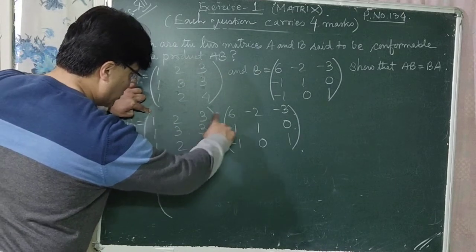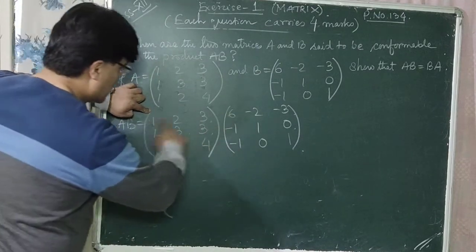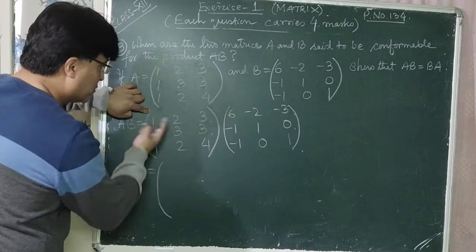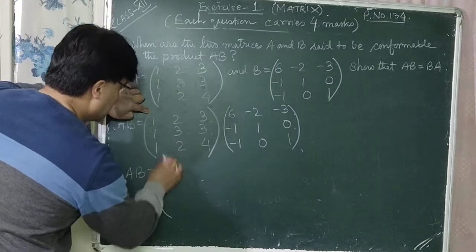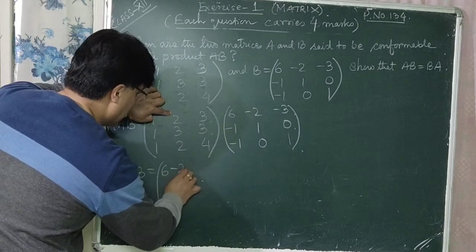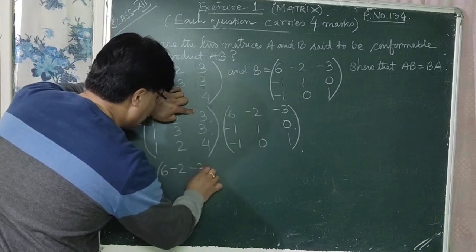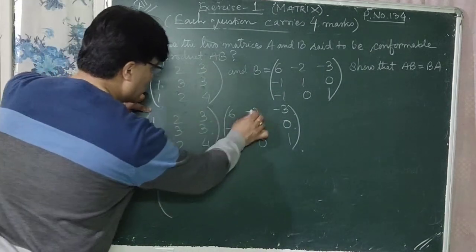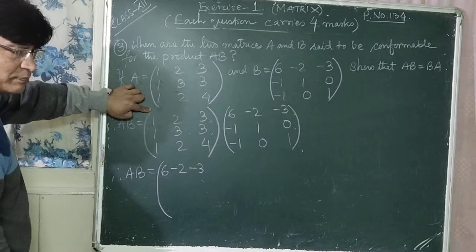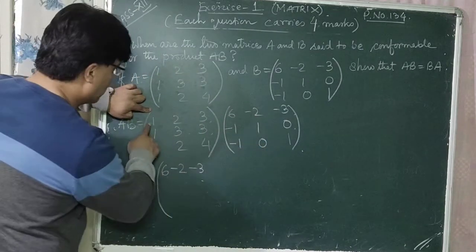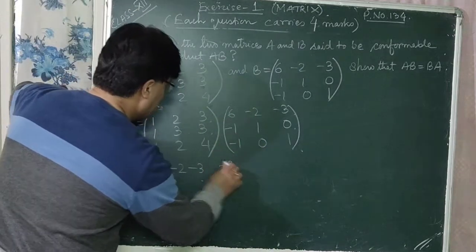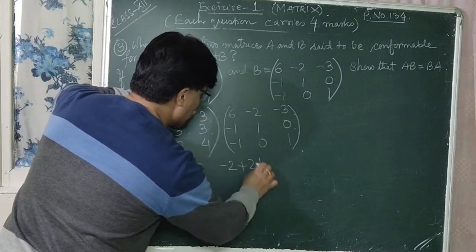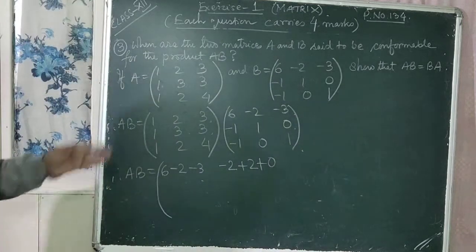This first row should multiply this first column. The corresponding elements should be multiplied. You know that 1 sixes are 6, 2 into minus 1, minus 2, 3 into minus 1, minus 3. This is the first element of the first row. Again, first row should be multiplied by the second column. 1 into minus 2, plus 2 ones are 2, plus 3 zeros are 0. That is the second element of the first row.